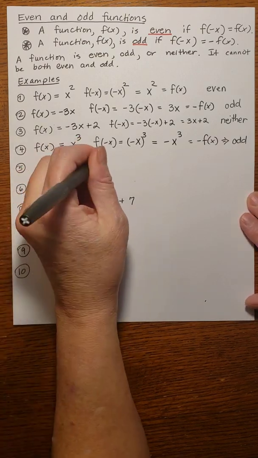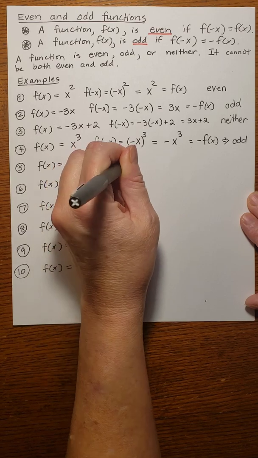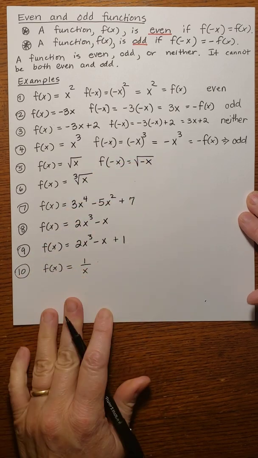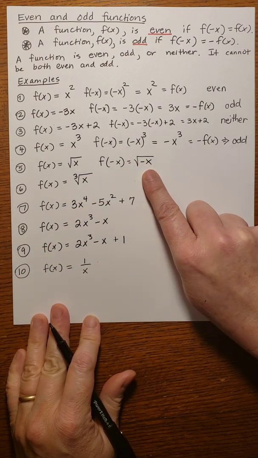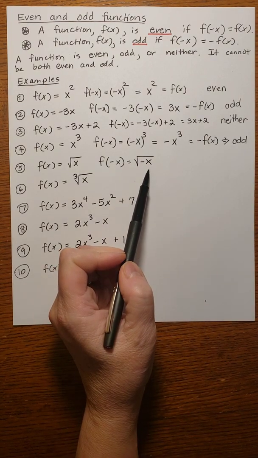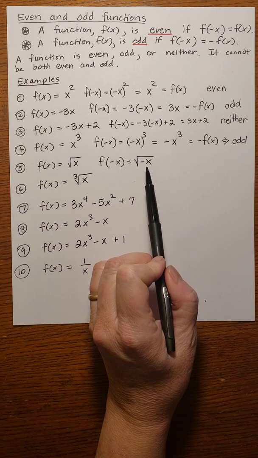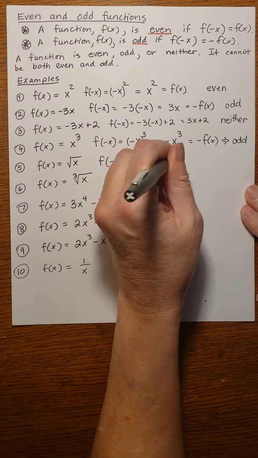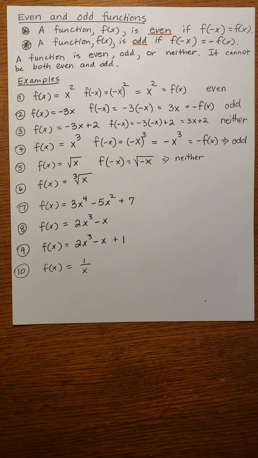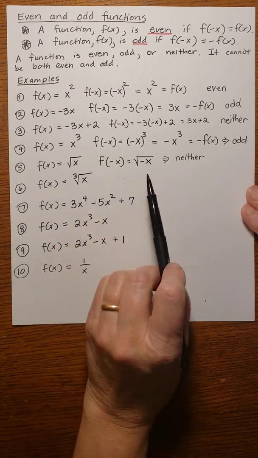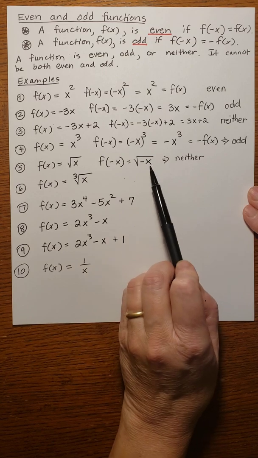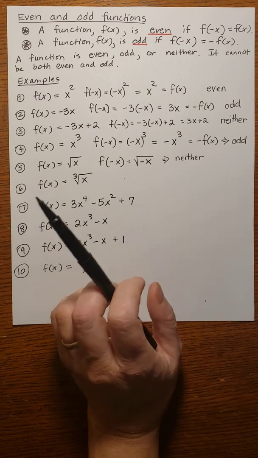In the square root function, we plug in negative x. Now, this gives me the square root of negative x. And this cannot be simplified, okay? So this is neither even or odd. In fact, if you think about it, the domains completely change. Here the domain is all positive x values. Here it's all negative x values. So including 0.